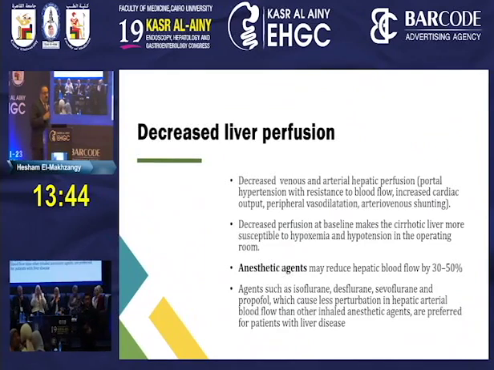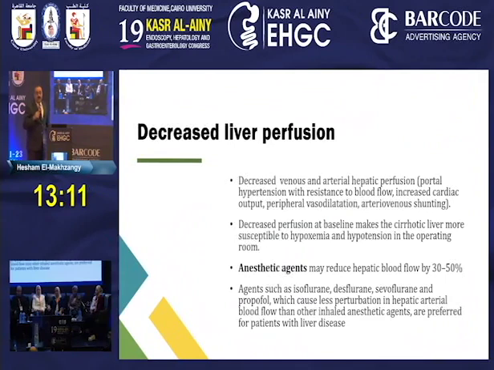There is decreased both portovenous perfusion as well as arterial hepatic perfusion in patients with cirrhosis. This is due to portal hypertension offering resistance to blood flow, as well as increased cardiac output due to peripheral vasodilatation and arteriovenous shunting. So the liver is not getting enough blood. That's the first point. Decreased perfusion at baseline makes the cirrhotic liver more susceptible to hypoxemia and hypotension in the operating room. We all know that many of the drugs given and the interventions done in the OR during surgery would cause both hypotension and hypoxemia. So this will further decrease the perfusion of the liver.